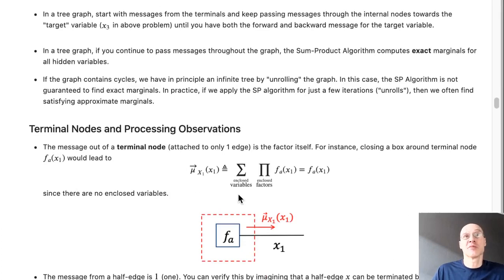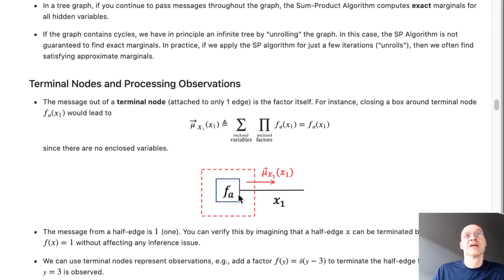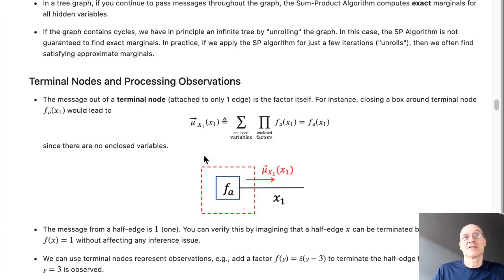You can also process new information, data. As I discussed, if you close the box around a terminal, you take the product of all internal nodes, which is only FA in this case, and you integrate or sum over all enclosed variables. There are no enclosed variables. This is just a function of x1, but x1 crosses the box. So this sum falls away, and if I multiply FA by nothing, I just get FA of x. So the outgoing message of a terminal node is basically the function itself.